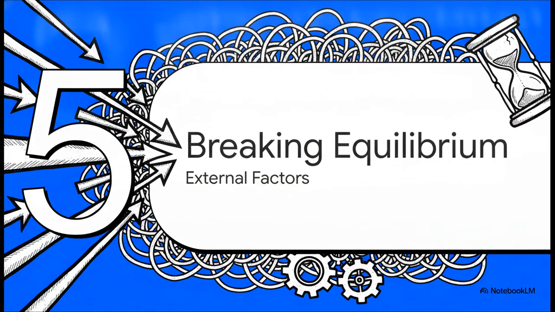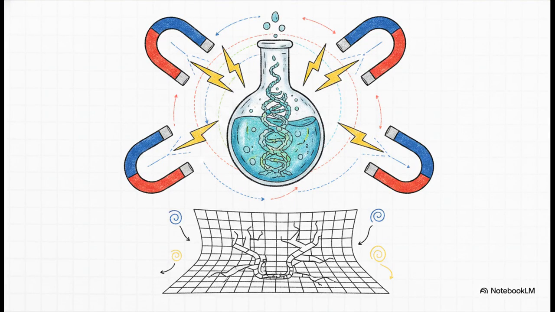Which brings us to part 5, external factors breaking perfect equilibrium. So the classic rule assumes we only really care about temperature, pressure, and composition. But what happens if you subject a system to intense magnetic or electric fields? Well, you instantly inject entirely new non-compositional variables into the mix. This completely warps the thermodynamic landscape.